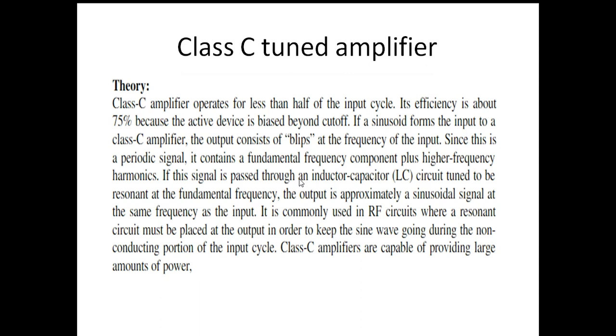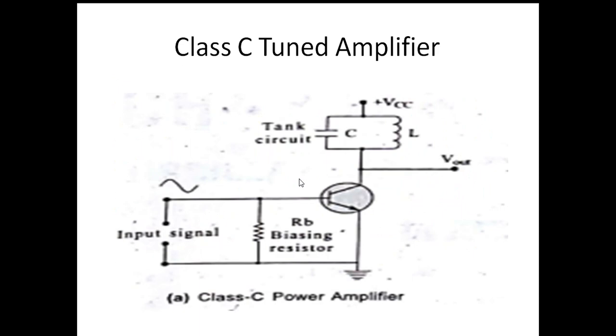Okay, like this. It is commonly used in RF circuits, radio frequency circuits, where a resonant circuit must be placed at the output in order to keep the sine wave going during the non-conductive portion of the input cycle. Class C amplifiers are capable of providing large amounts of power. Okay, this is a very important application of Class C. This is the Class C tuned amplifier circuit.